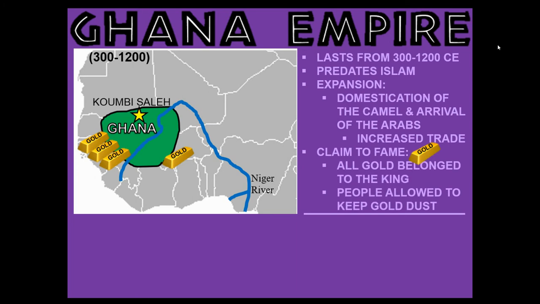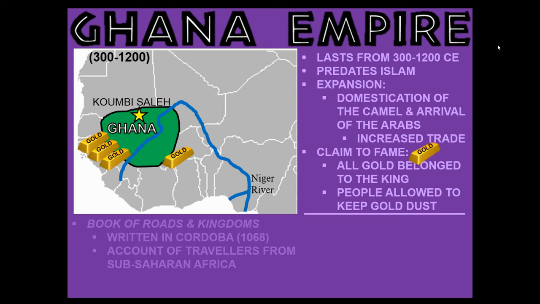One of the things about the Empire of Ghana is that all the gold belonged to the king. It all belonged to the king. The people were allowed to keep gold dust. So you could tell a lot of the people were not doing very well. The king himself did very, very well, but the people did not.